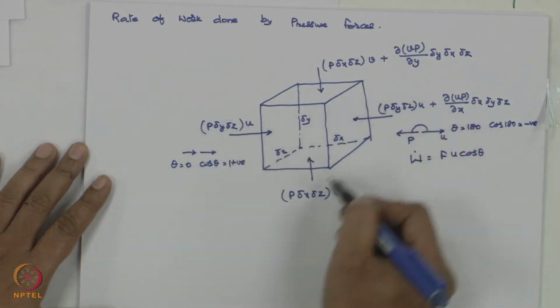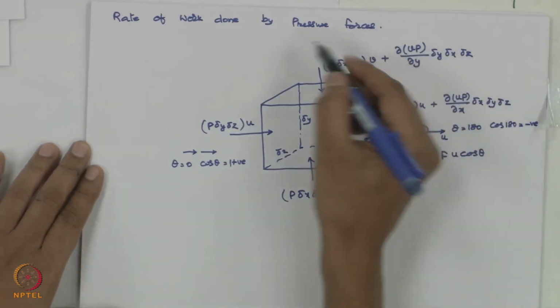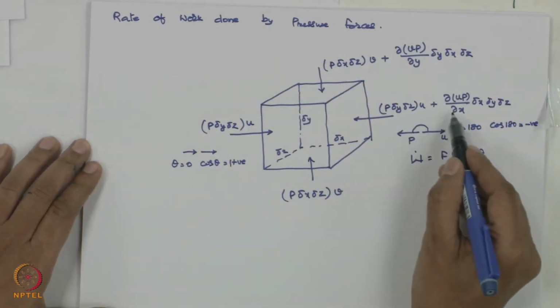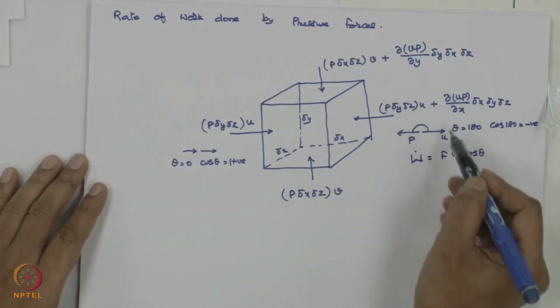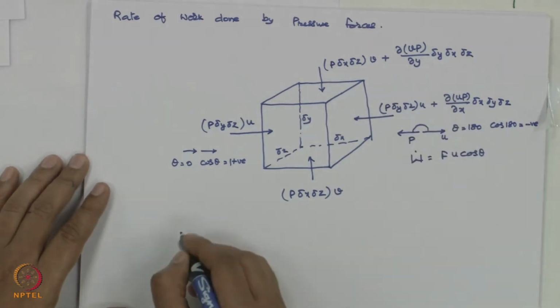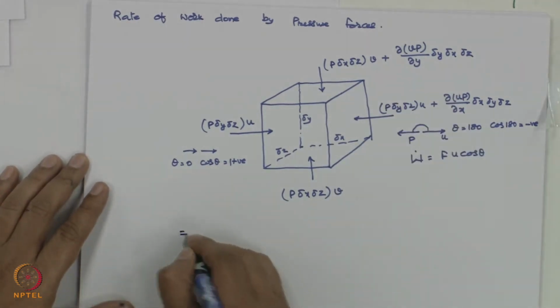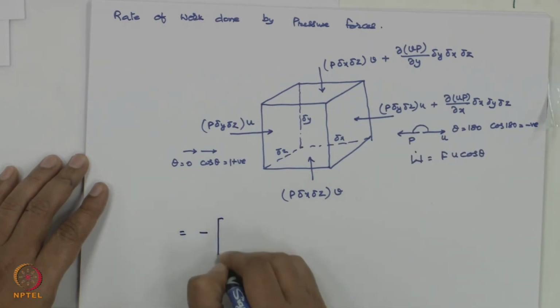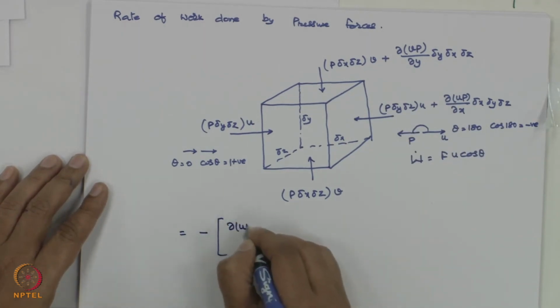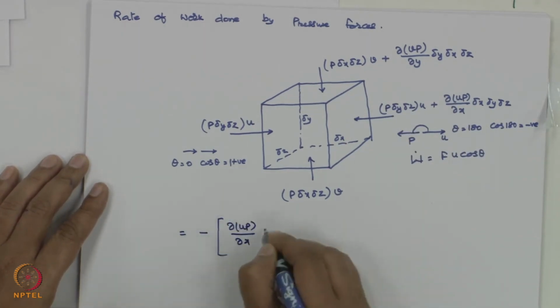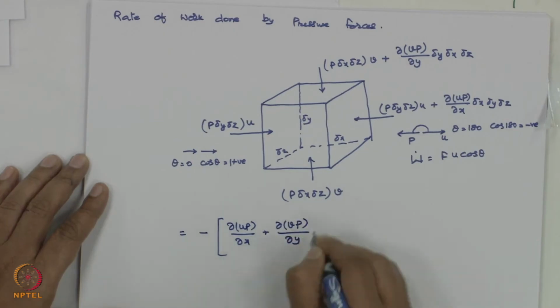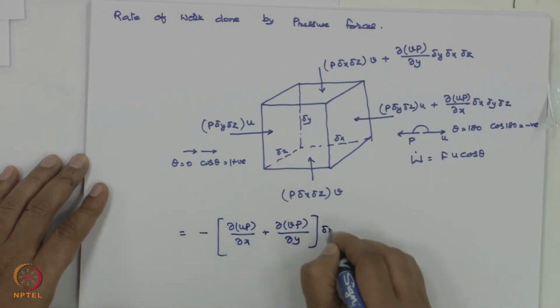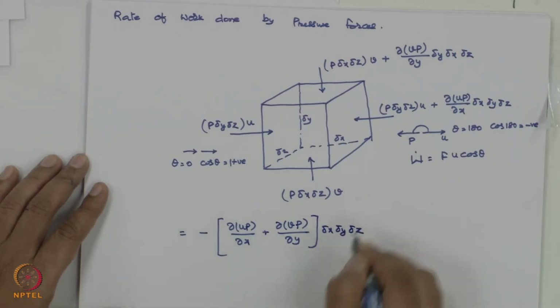So the first terms anyway get cancelled out. So the rate of work done by the pressure forces, we would be ending up with negative terms, because I have shown you why they are negative here. Okay. So you get that as minus of del up by del x plus del vp by del y delta x delta y delta z.